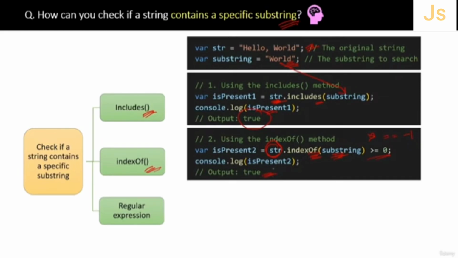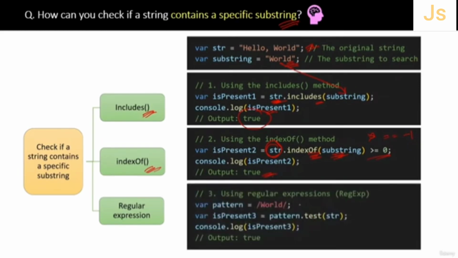Then the last approach is using regular expression, which will basically use patterns. We have to set the pattern and then we can use the test method of the pattern. It will find the pattern in the whole string and return true because world exists in hello world, right? So all right, these were the 3 ways to do it.